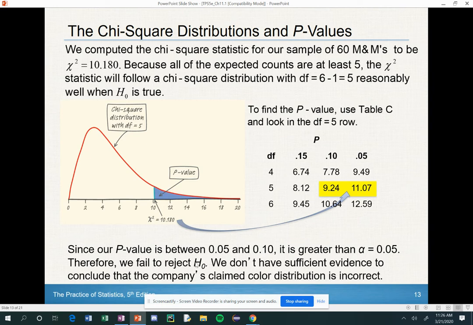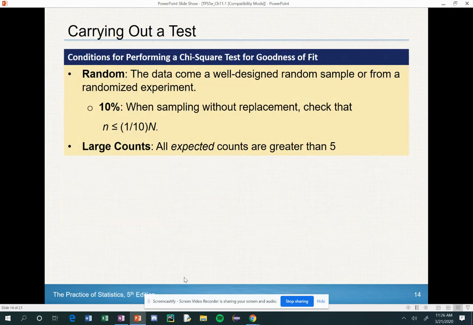So what does that mean when the p-value is greater than the alpha? We don't have significant evidence to conclude that the company's stated color distribution is incorrect. Yes, each color was off, some were bigger, some were smaller, but in the end, it wasn't a significant difference. We are taking into account all colors in here, and that's why it's called a goodness of fit test. Okay, let's move on.